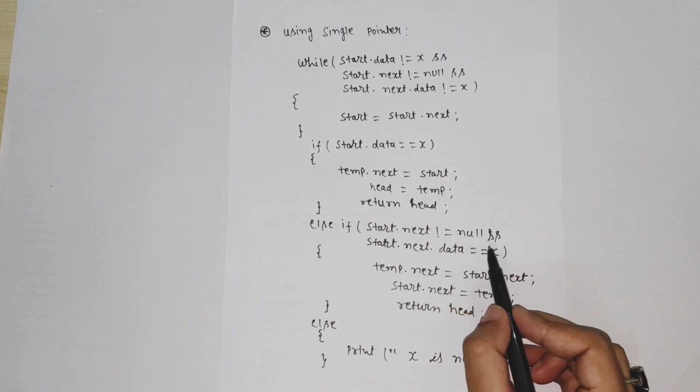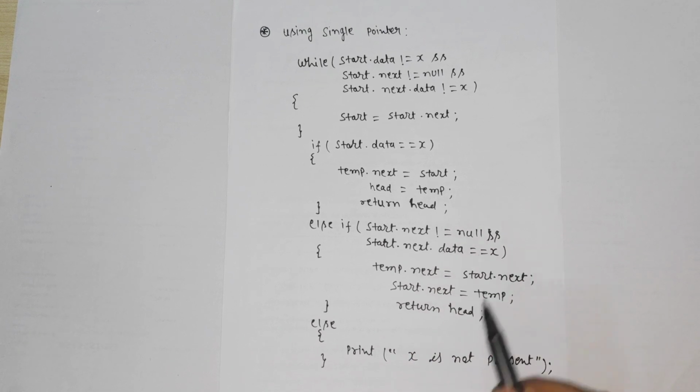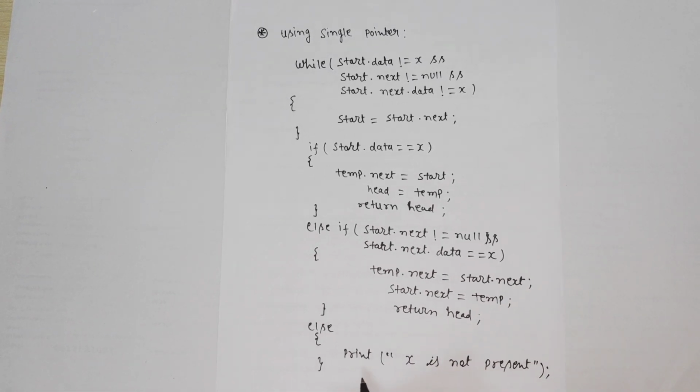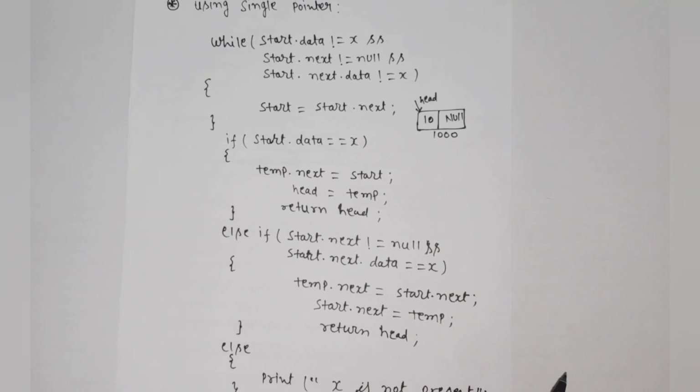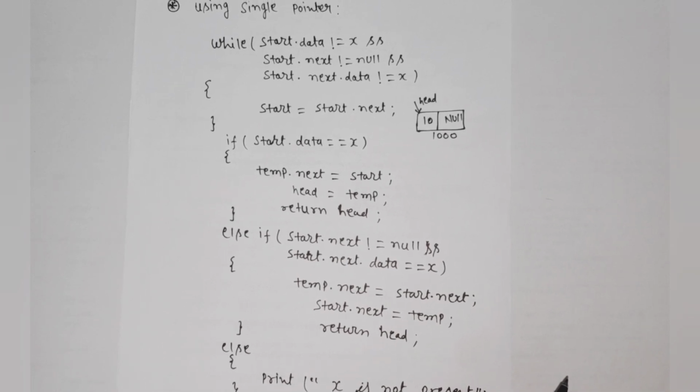Suppose this condition is also false, it means that our x is not present in the linked list. So we will simply print that x is not present. Now let's dry run this code to get more understanding.